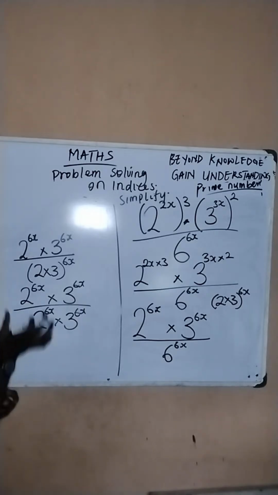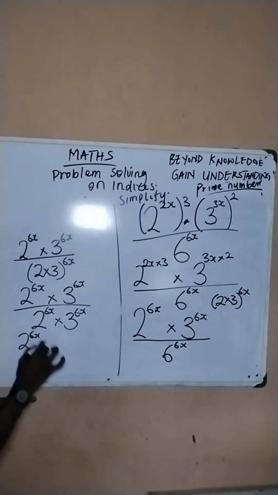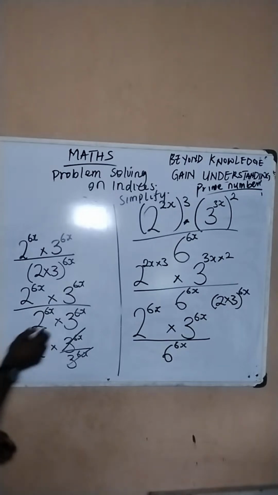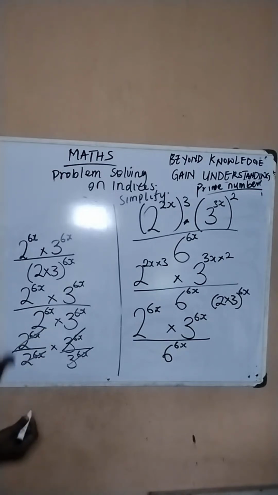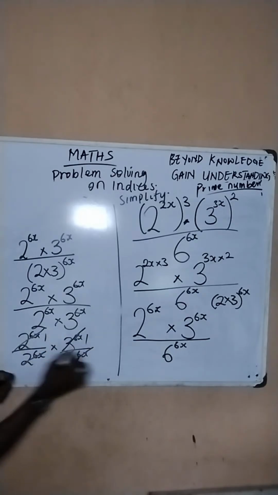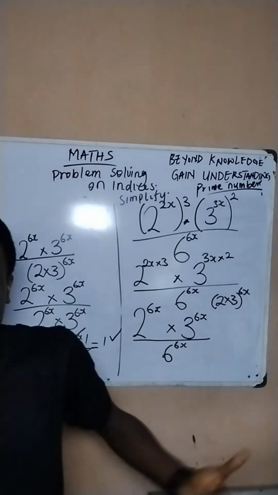Why? Because I can separate this to become 2 to the power of 6x all over 2 to the power of 6x, multiplied by 3 to the power of 6x all over 3 to the power of 6x. So that this cancels this, because they are equal to 1. Anything divided by itself will give you 1. So this is the same thing as 1, and this is the same thing as 1. So 1 times 1 is going to give us 1. So this is what we have at this point.